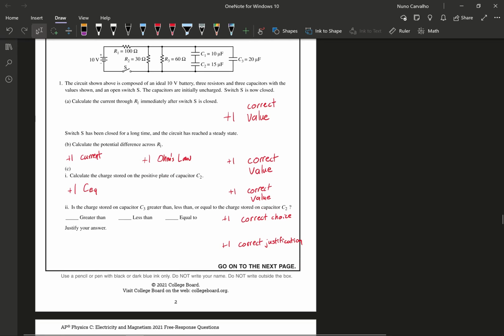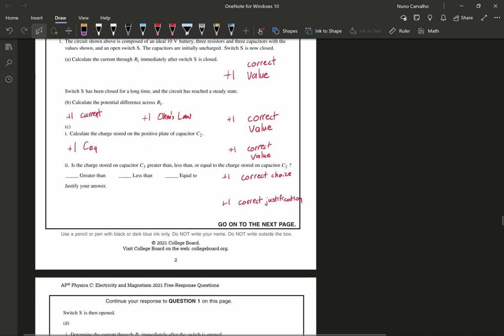For part one of part C, I think it's sort of similar. There's two different things here that they're looking for. One is the correct value itself, but even before that, I think they want to see you calculating the correct equivalent capacitance. So I think there's 2 points in that one. And then for part two, usually all of these types of questions where you have to choose an answer and then you justify it, it's usually worth 2 points, sometimes three. But for all of these, I put 2 points, one for the correct choice and one for the correct justification.